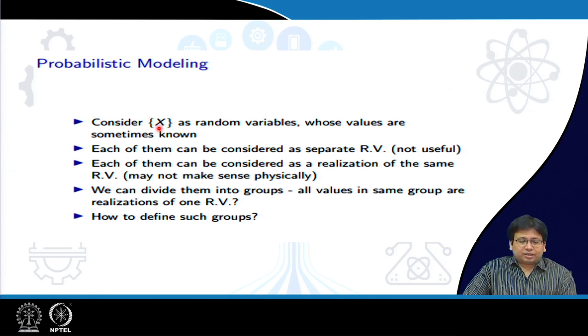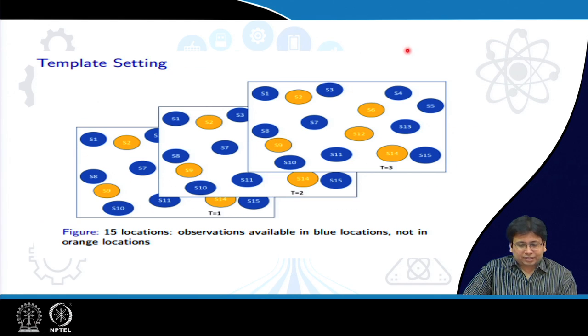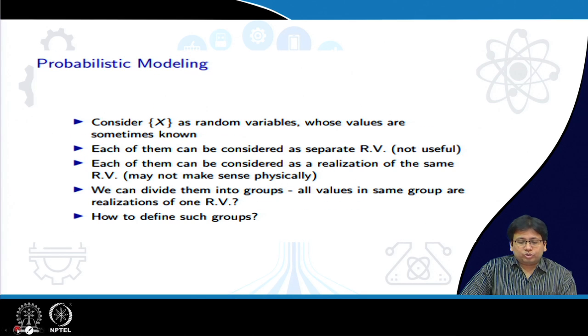Now, we can either consider each of them as separate random variables, that is, the measurement of x at each of these bubbles at each time point. Either we can consider all of them as separate random variables, which we will see in the next lecture is not very useful, or we can consider each of them as realizations of the same random variable, or we can divide them into groups and imagine that all the values in the same group are realizations of one random variable. And if that is what we are doing, then the question will be how to define such groups.